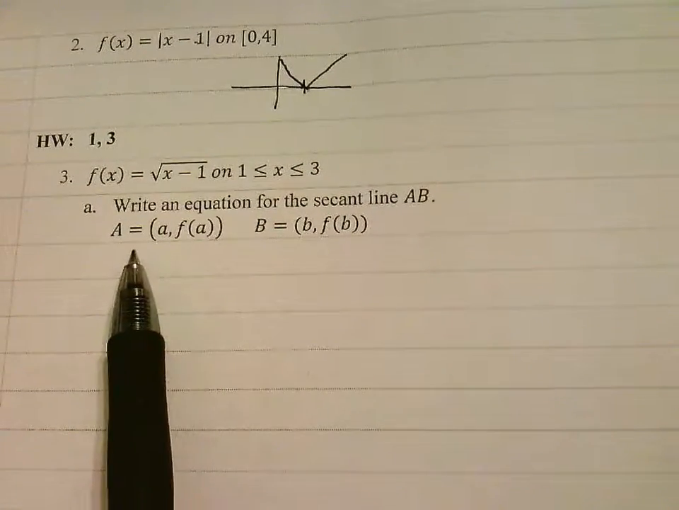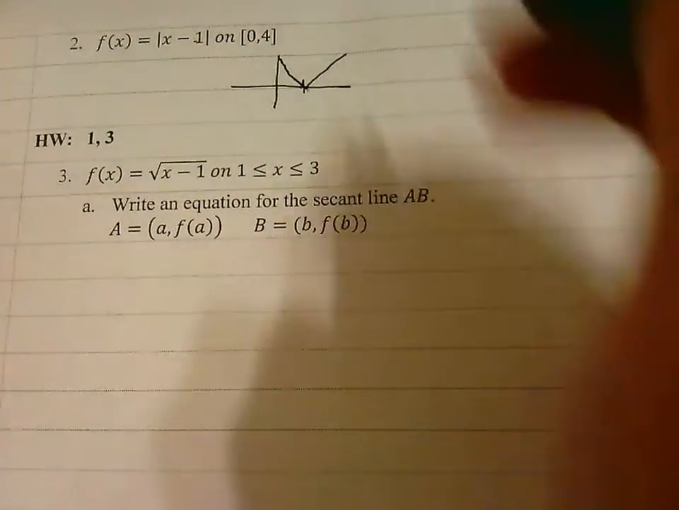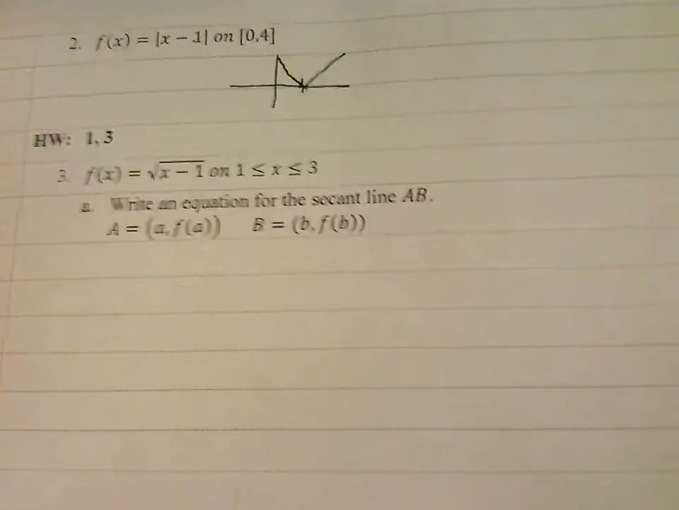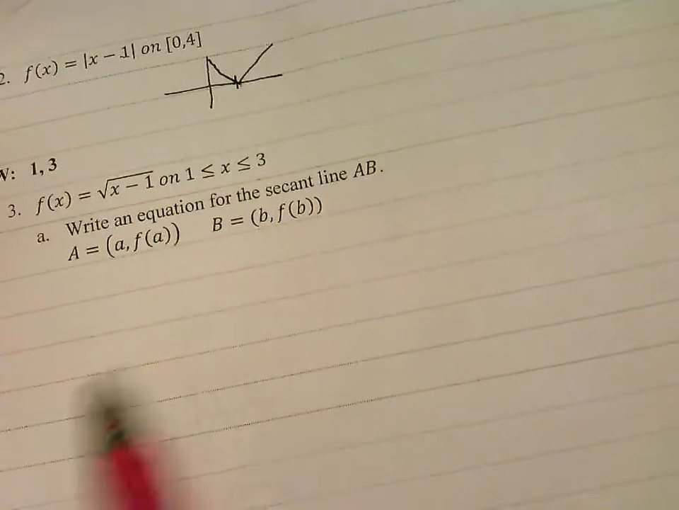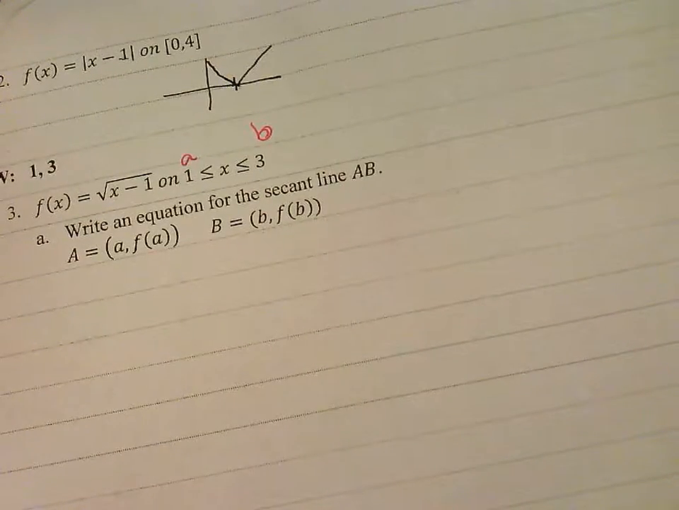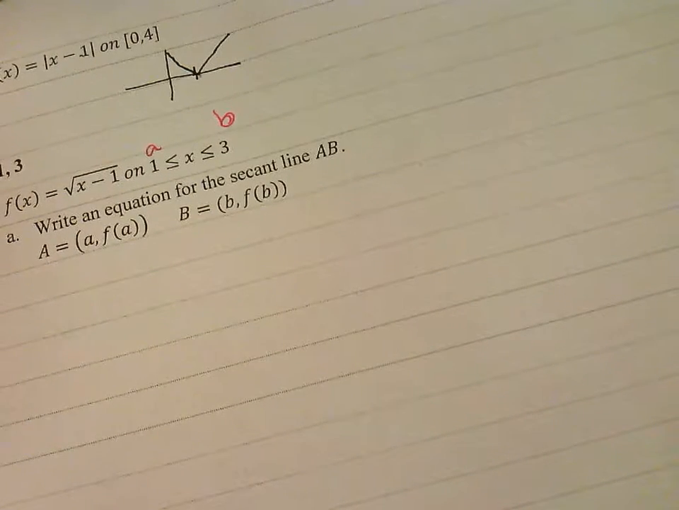Using this, write an equation for the secant line AB. Okay, so A is 1, B is 3. My blue's running out. I need another color. Okay, so I got one. All right, so this is A, that's B. So write an equation for the secant line. Well, that's easy. So I need to find the slope. How do you find slope?